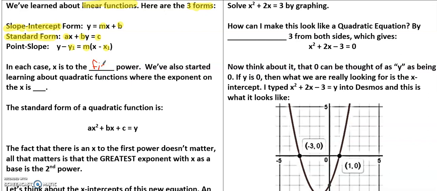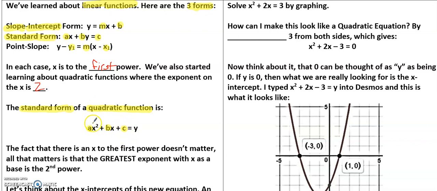So in other words, the input, and this thing, remember, doesn't do vertical lines. The input is to the first power. We've also started learning about quadratic functions where the exponent on the x is 2. So instead of being 1, as it is in linear functions, the highest exponent attached to x is 2. So we have the standard form of a quadratic function, a, b, c. It's easy as 1, 2, 3.